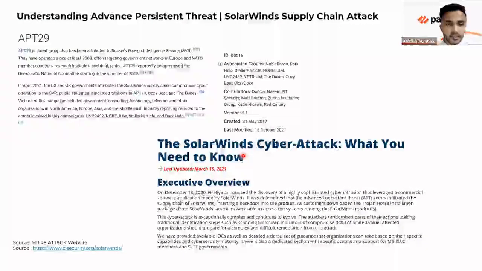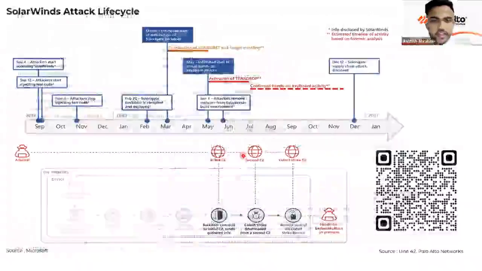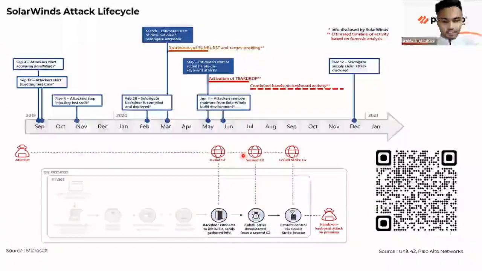SolarWinds is a company which develops software, updates the software, and then pushes it to their end users. End users vary from Fortune 500 companies to security companies to government organizations, a lot of companies. So what happened? I'll pull out one more slide so that you get a good understanding of what kind of attack we saw.